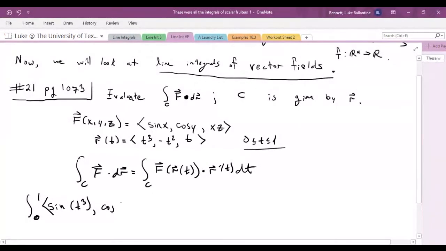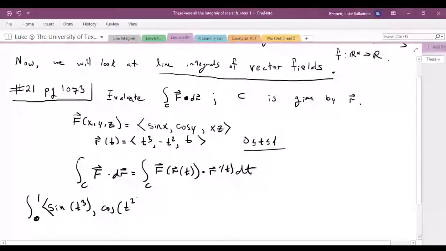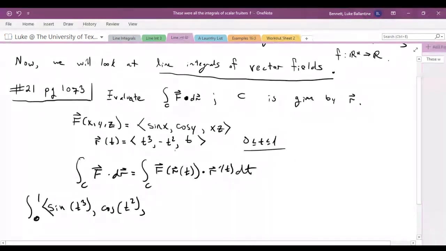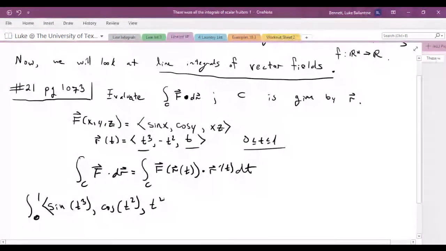Cosine of y. Y is negative t squared. But cosine of a negative number is just the positive because it's an even function. So cosine of negative t squared is cosine of t squared. From trigonometry, cosine is an even function. If it were sine, well, sine of a negative number is negative sine of that number. And we have x times z, x times z, e to the fourth.